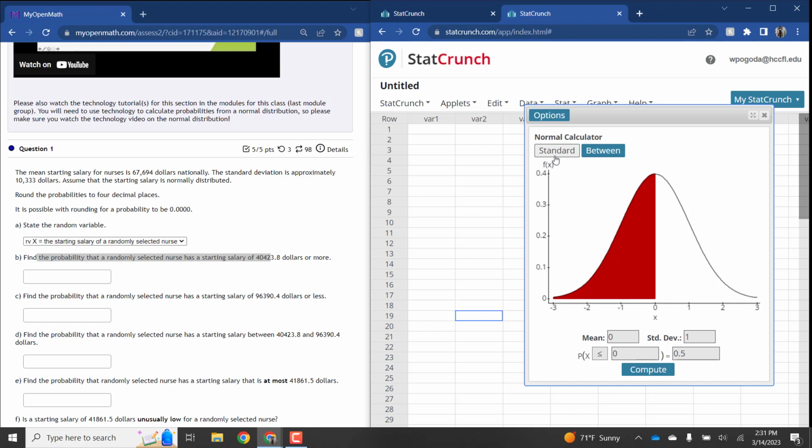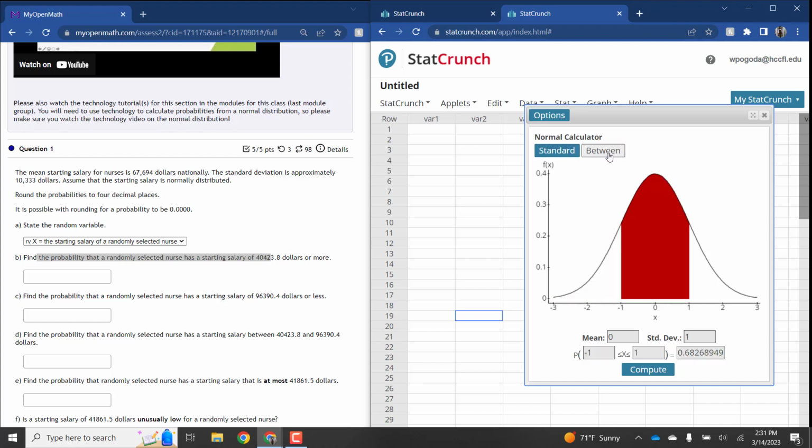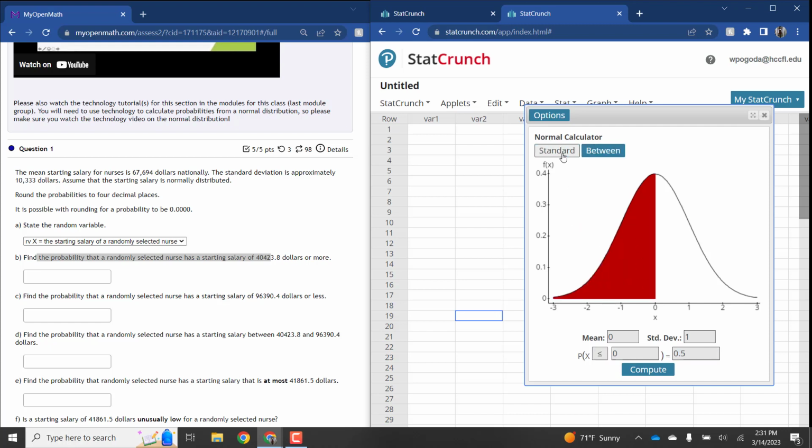And we will use this when we want to find the probability x is greater than a number or the probability x is less than a number. If you want to find the probability that x is between two numbers, you select the between option. And you can see here that our graph changed, that it's between two numbers that it's being shown. All right, by default, the mean is 0 and the standard deviation is 1. This is the standard normal distribution. But we want to change this for our question here.